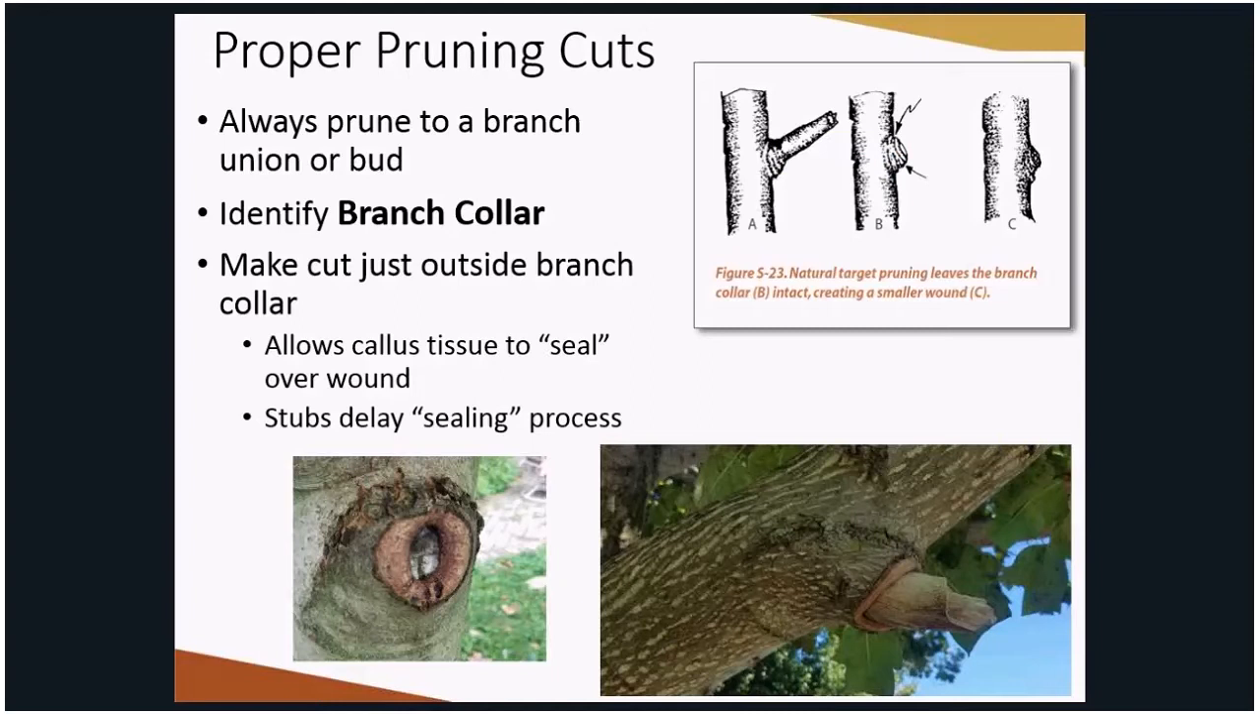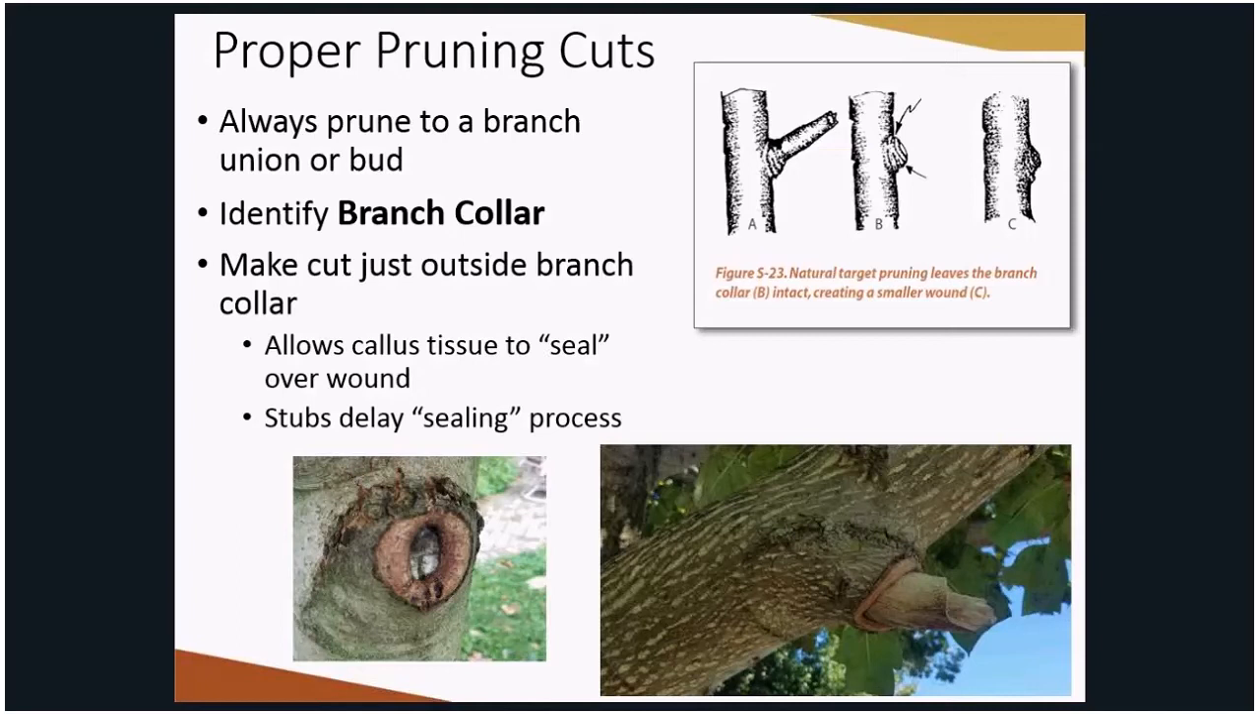And a lot of times this branch collar tissue is not as visible, and there's times that you're really just trying to make your best judgment for where you can line up that cut. It probably takes practice and repetitive cuts over time to get good at that and be able to do it on a regular basis correctly each time you make that cut.